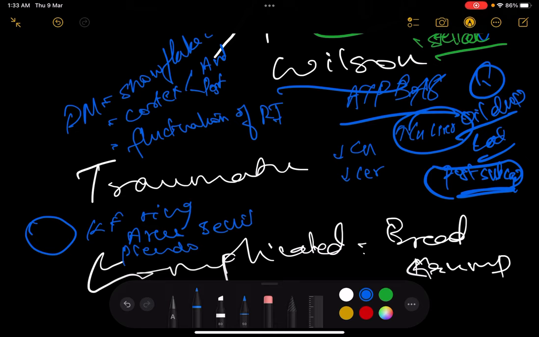Apart from that, obviously it can also lead to sunflower cataract. A very important cause of cataract is Wilson disease, where it leads to sunflower cataract. Very, very important, and it's very important to understand as well.